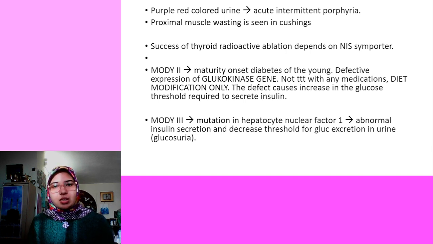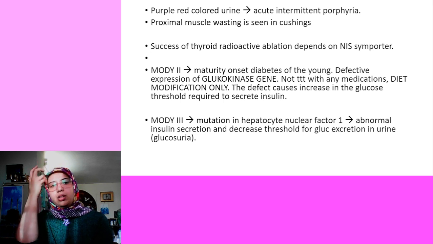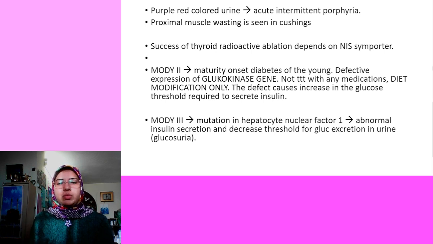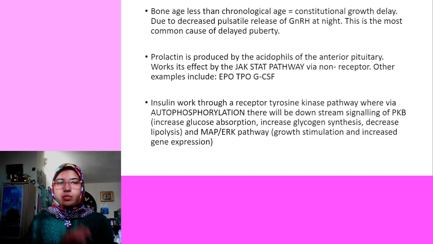MODY2 is maturity onset diabetes of the young. It's due to a defective glucokinase gene. It's not treated with anything other than diet and exercise modifications only. MODY3 is a mutation of hepatocyte nuclear factor 1. It is going to cause abnormal insulin secretion and a decrease in threshold for glucose excretion in urine.